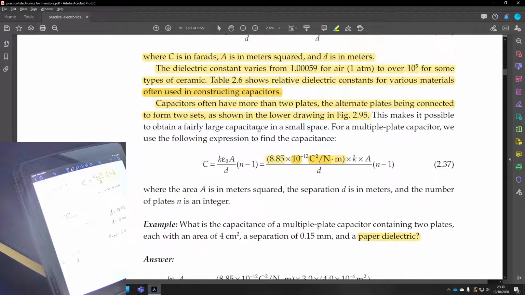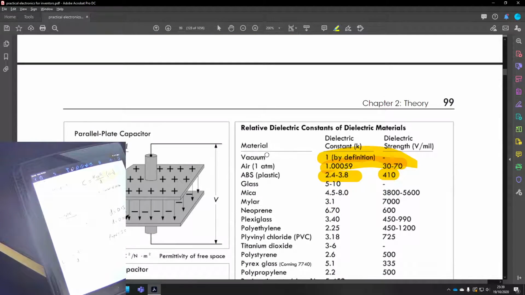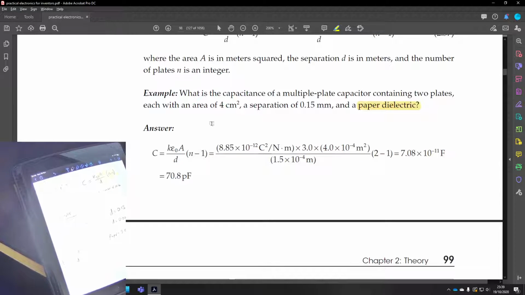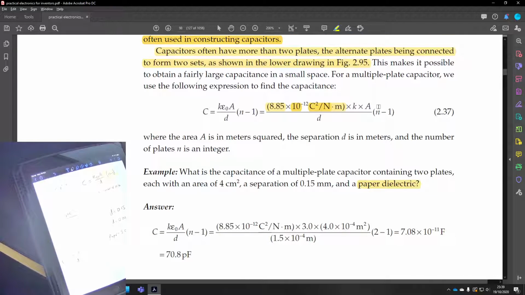Wait, did they tell us? Did they tell us the value of the epsilon? That's 1.00059, right? Vacuum 1. So can I just assume that all of this page is just 1? I'm going to do that. I'm just going to assume it's 1 because I'm putting 8.85 times 10 to the minus 12 C squared over N times m squared into. Get that, man. I'd rather skip it.